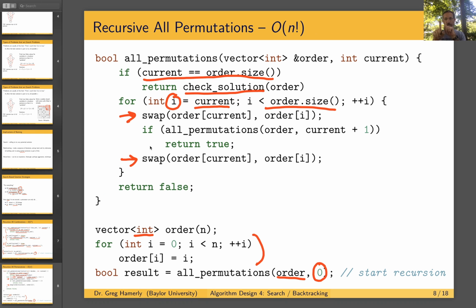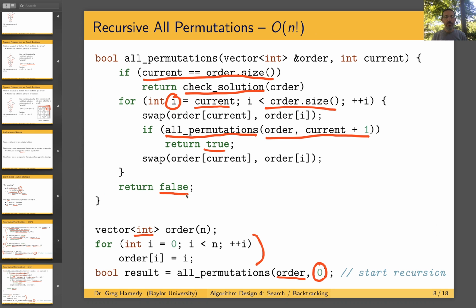And i is progressing from current up to the end of the array, so we're going to swap here, these pairs, these pairs, these pairs. And every time, current ends up back where it started, and so does the ith value. So those are our two swaps, and that's what's doing the reordering. And the recursion is we're going to call the recursive function on the next item. And if that's successful, we'll return true. And if we get all the way through this loop and we haven't returned true, then we can return false. Okay.